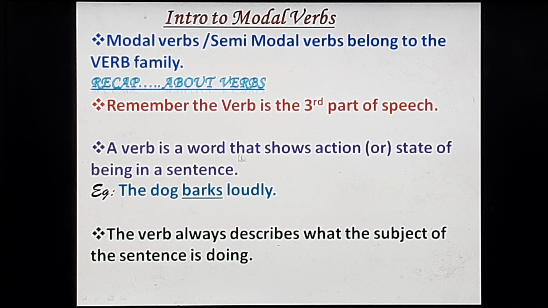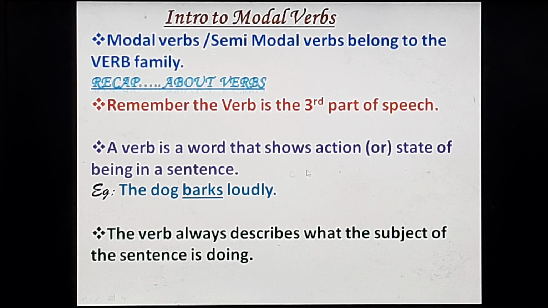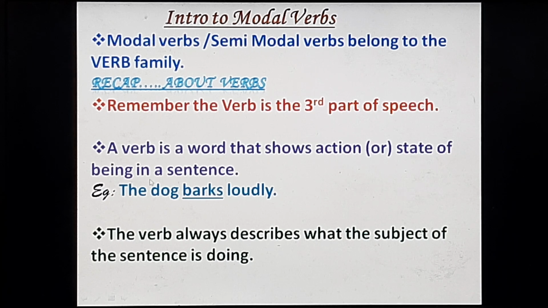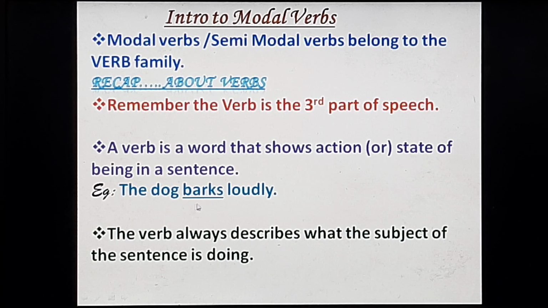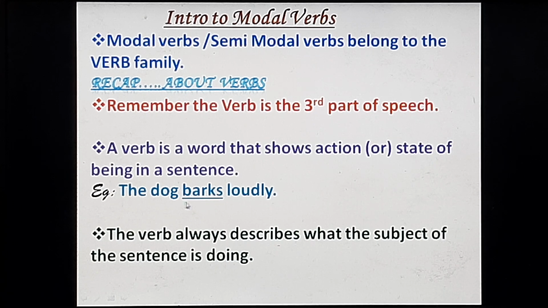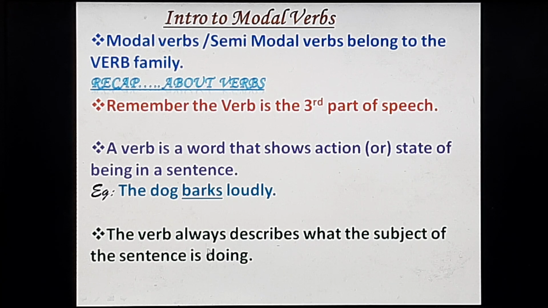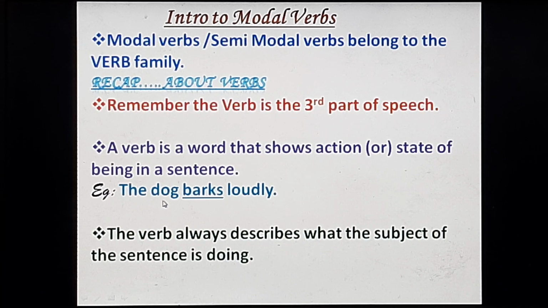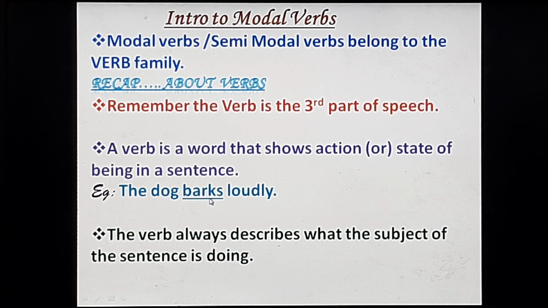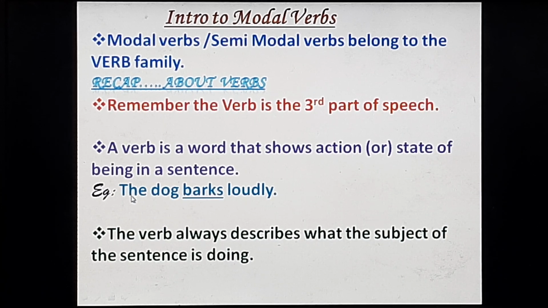A verb is a word that shows action or state of being in a sentence. Example, the dog barks loudly. Barks is your verb which shows action, and the verb always describes what the subject of the sentence is doing. So the subject is the dog. The work of the verb is to tell what the subject does in a sentence.